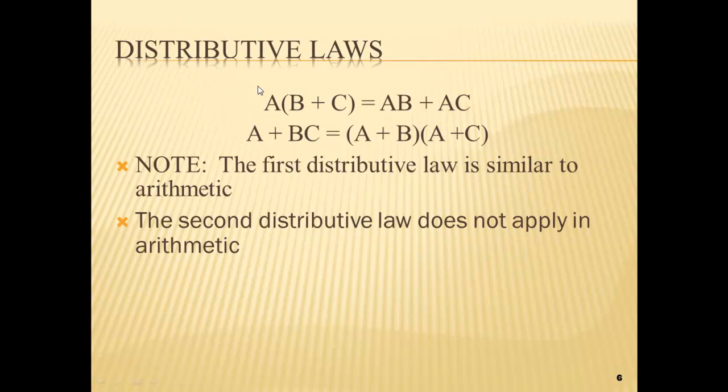For the distributive law, you may remember factoring in algebra. That's basically the same thing. In this case, you multiply through the a. So a times b equals ab, and a times c equals ac. So you get ab or ac.